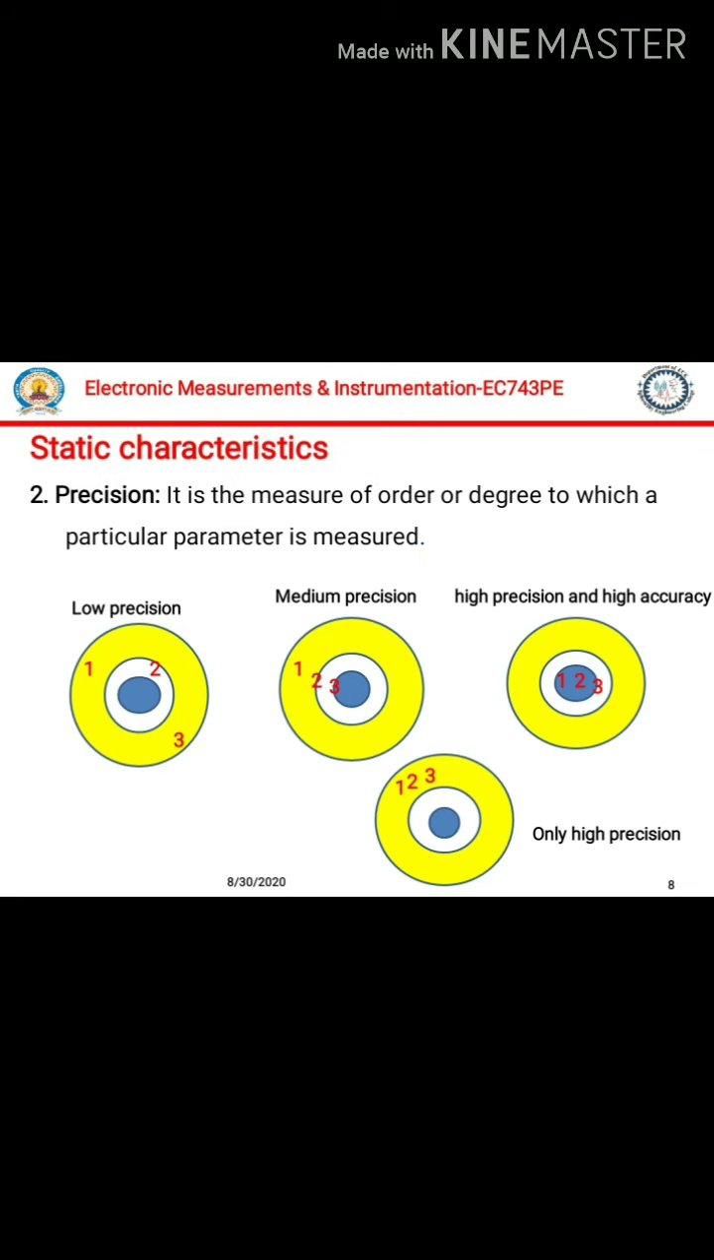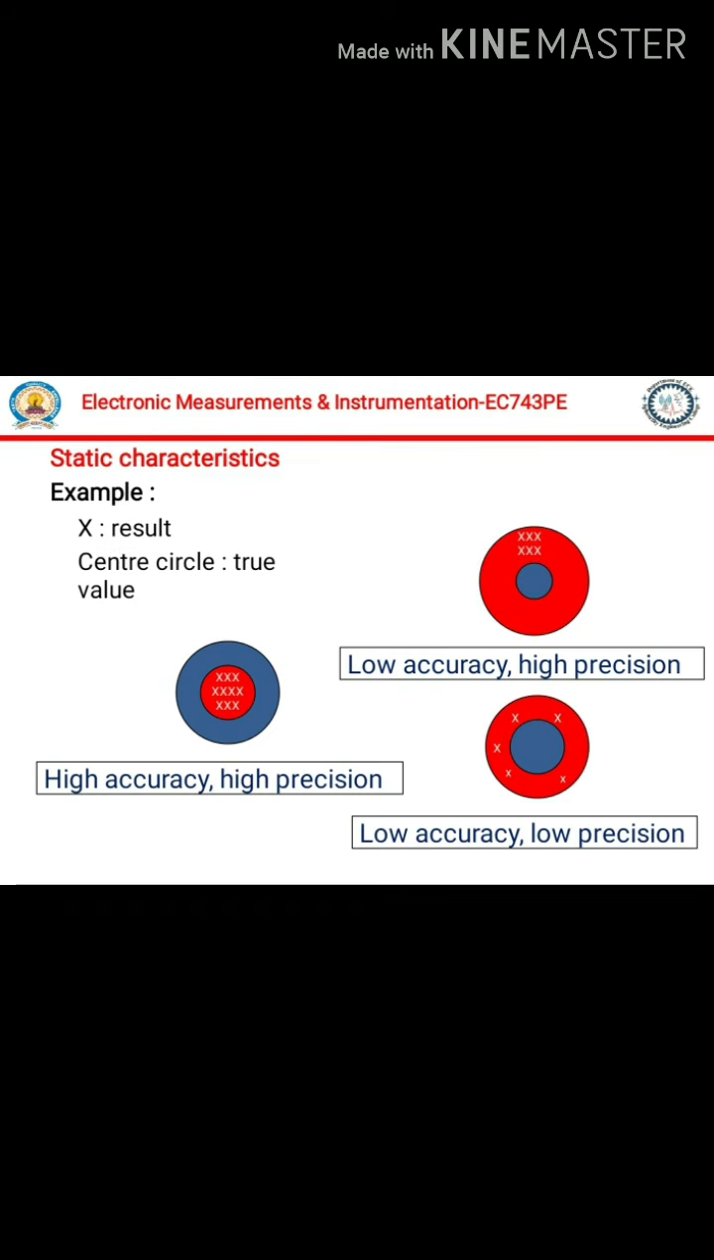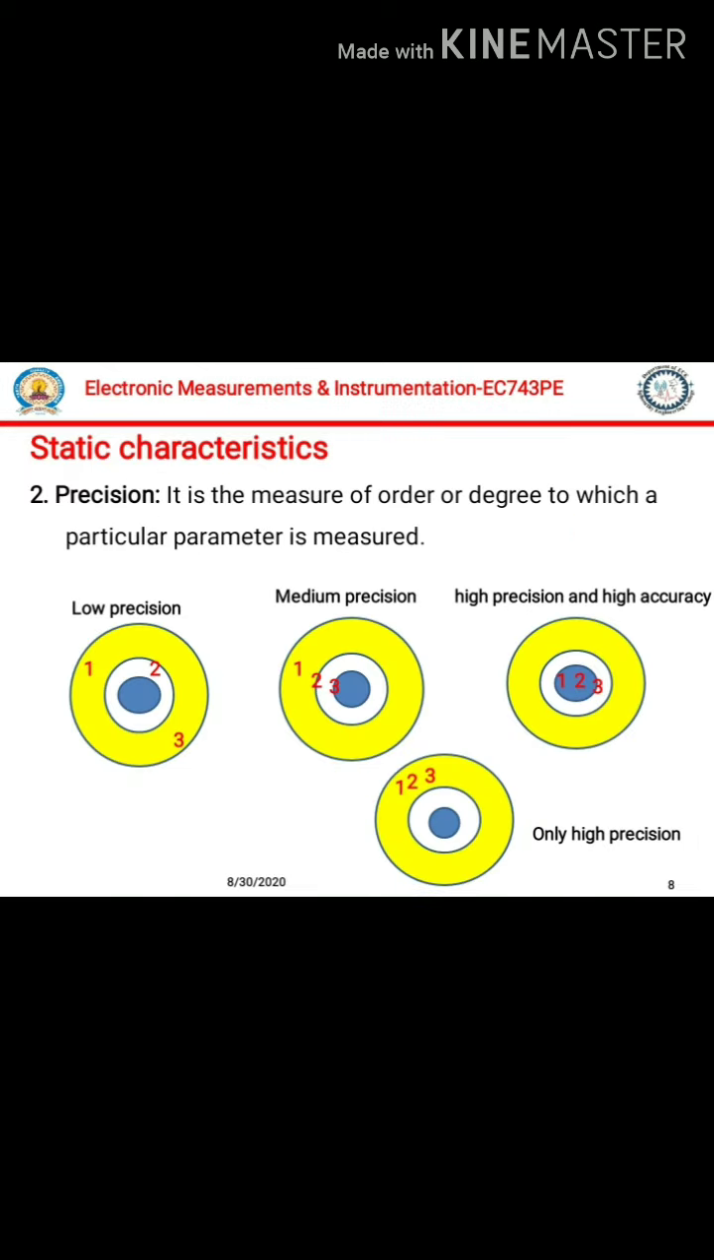In this case, another static performance characteristic called precision is used. Precision is the degree of closeness between successive measurements. When you repeat the experiment, how close are the successive measurements to each other? You are not comparing with the true value, but checking whether the instrument gives the same value every time you use it. So precision is a degree of repeatability and conformity. Repeatability or reproducibility of the instrument is revealed by precision.